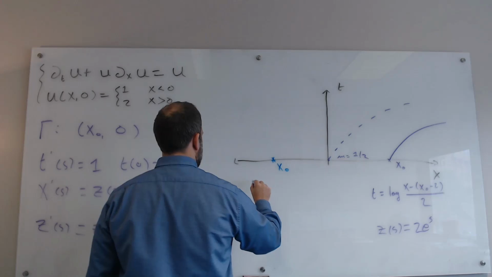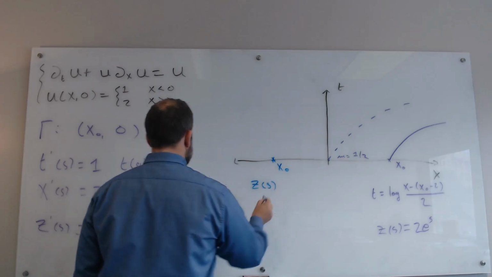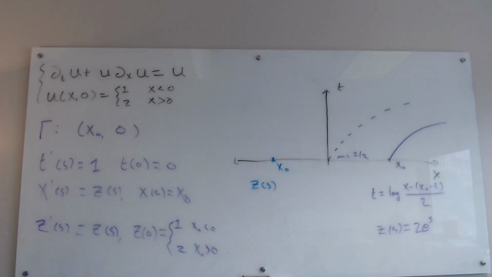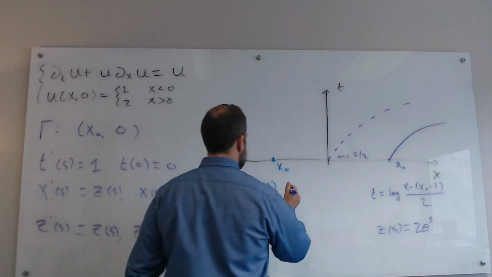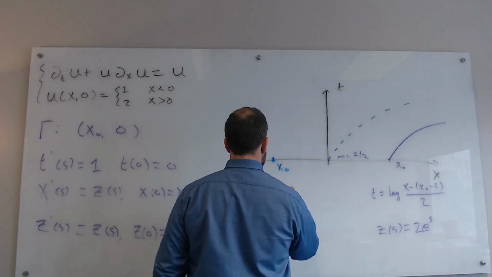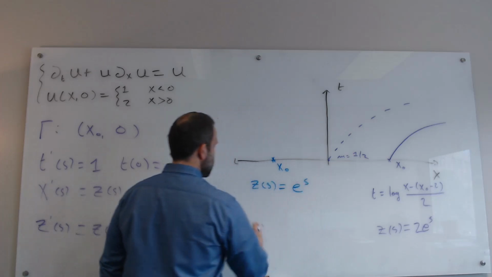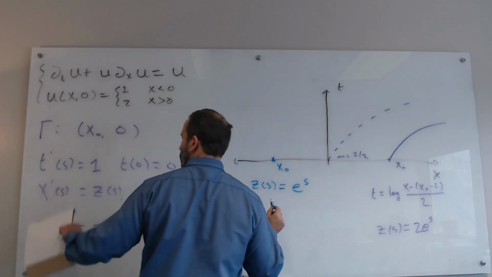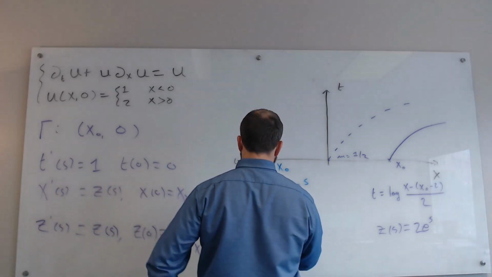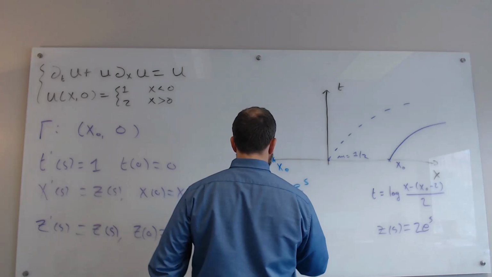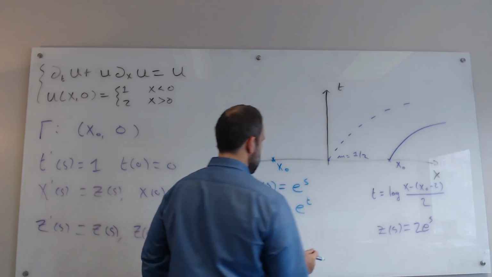All right, and now I know z prime is still equal to z, but now z of 0 is equal to 1. So z of s is just going to be equal to e to the s. And we know if we look at the equation for t, it says t prime is equal to 1 with t of 0 equals 0. So t of s is equal to s.